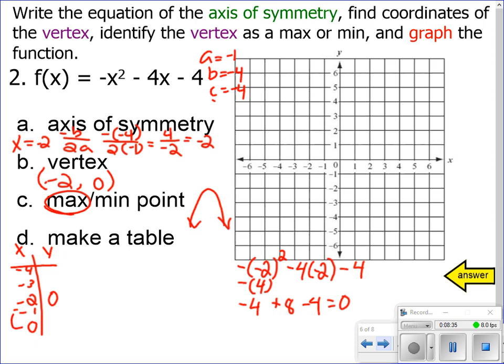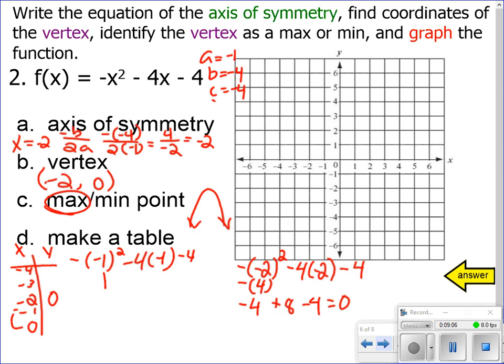So I've got negative 1 squared minus 4 times negative 1 minus 4. And then I've got 0 squared minus 4 times 0 minus 4. Okay, well negative 1, I'm actually going to take that away for a second because I need a little bit more space there. Negative 1 squared is 1.